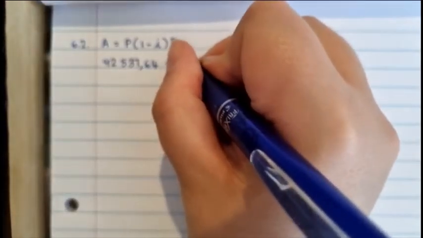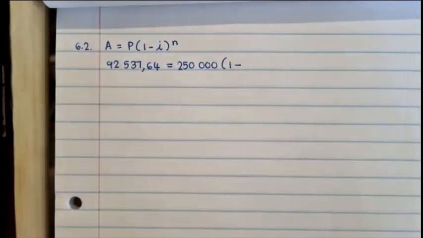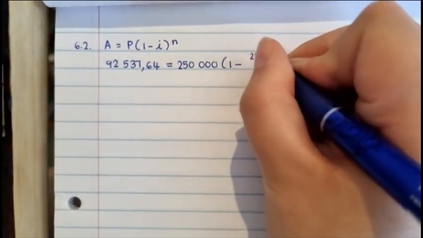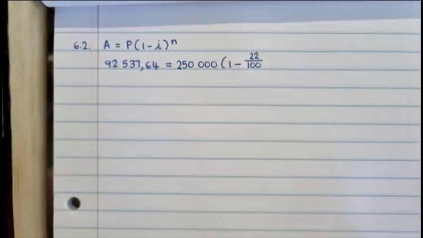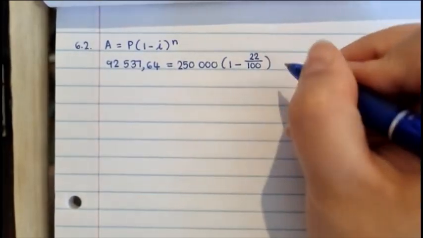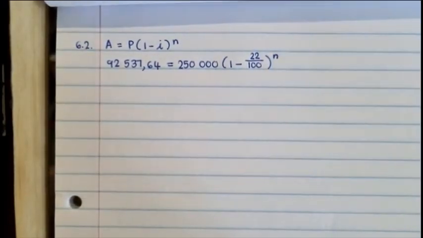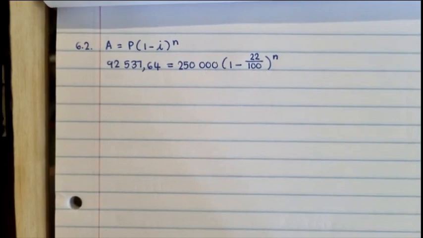equal to, the original amount of the car is 250,000. Then 1 minus, interest rate is 22% annually. That's why it's just 22 over 100. And then the number of years is what they're asking us for. So that's to the power of n. So we're going to have to find that exponent.